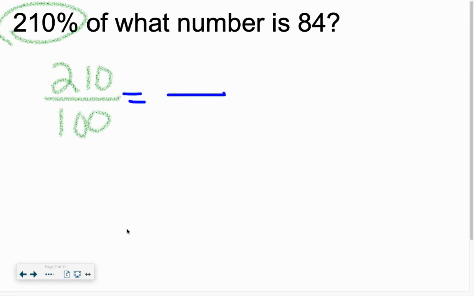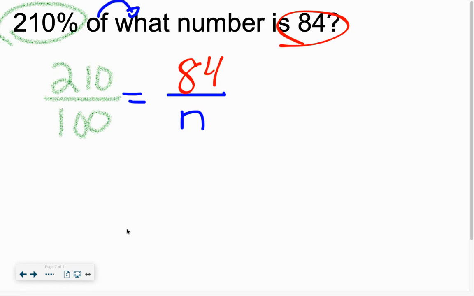Up next, there's our key phrase of. What comes after of? What number? I don't know what that is, so I'm going to put the letter N. You could put W for the whole, as the book said, and then the last one is 84, so that's going to go right there.